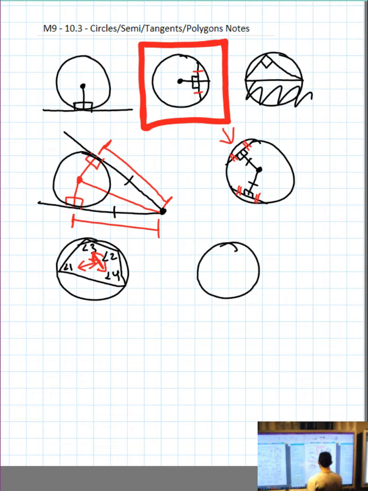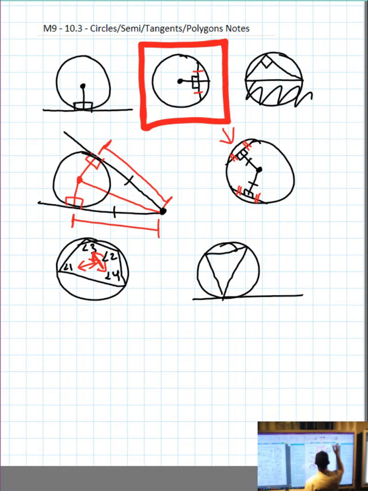Continuing, we have another circle. Let's put a tangent on there, and let's put a triangle in the circle.